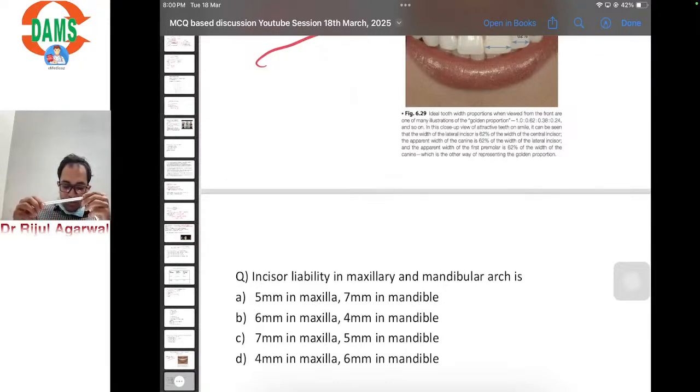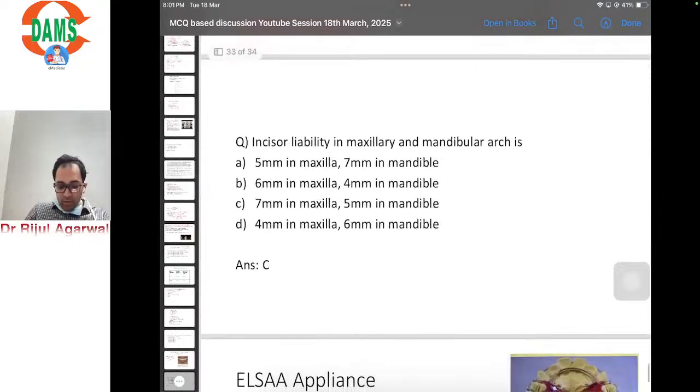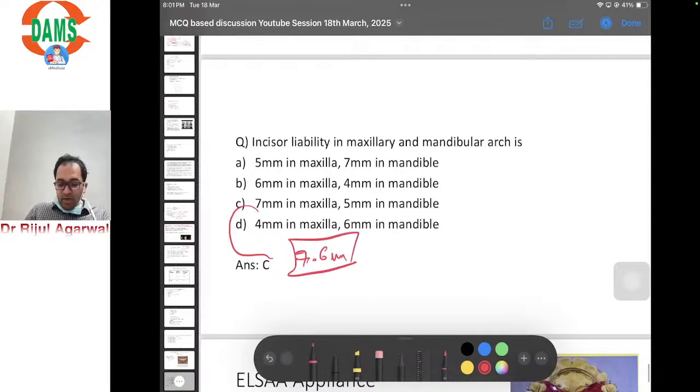5 in maxilla, 7 in mandible, 6 in maxilla, 4 in mandible, 7 in maxilla, 5 in mandible. Okay, 4 in maxilla. So a very easy question. 62% is the answer. Dr. Aksha, it's B, the apparent width relationship because of the curvature of the arch, and it follows till the first premolar. Okay, so it's 7 mm in maxilla, 5 mm in mandible. Okay, so correct, it's nearest to 7.6 mm in maxilla and 5 mm in mandible.